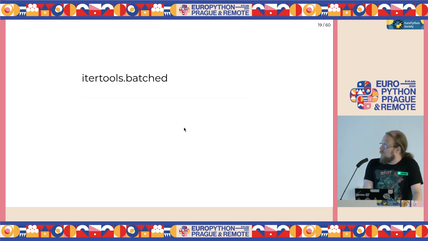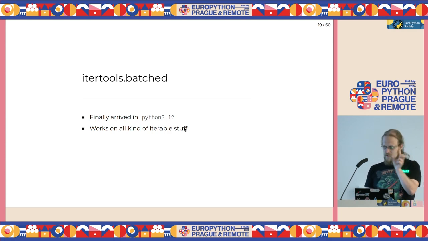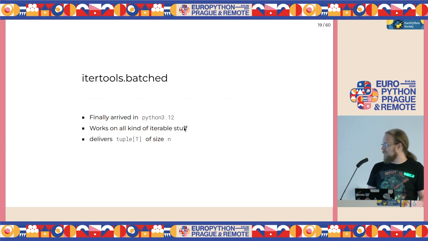And finally, we learned about batched. It finally arrived not so long ago, which is why I think many people don't know it yet. It works on all kinds of iterables. So if you can do for x in y, it works on that. And it gives us a tuple of the size we give it.